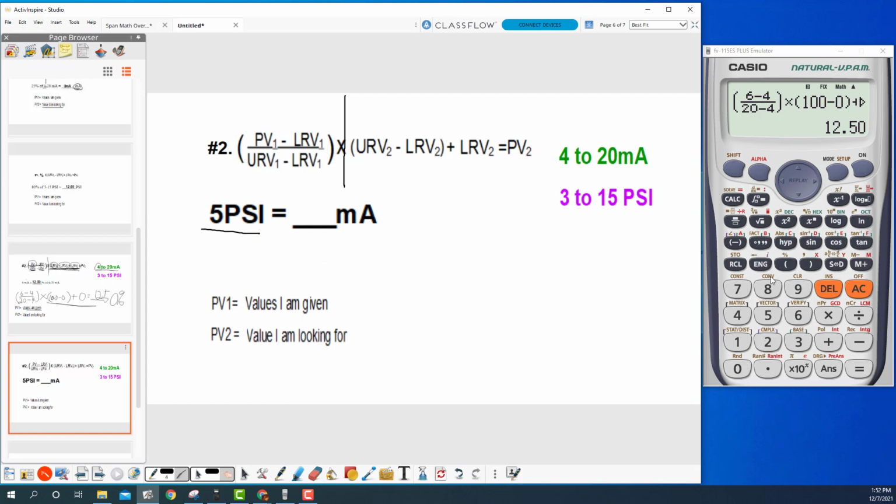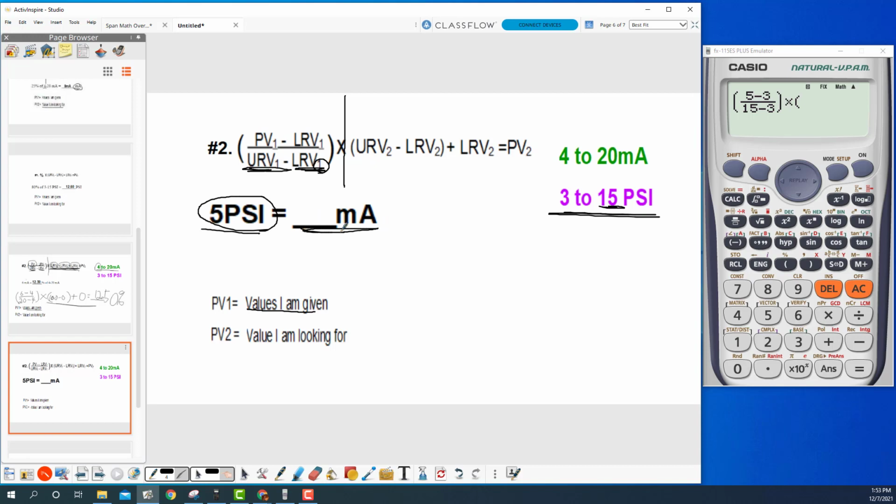I'm given 5 psi. Over on the calculator, open parentheses, hit over under, and we put in the 5 psi that was given to me, 5, minus the lower range value of the psi numbers, 3, over 15, my upper range value of my number 1 numbers, which are the values I'm given, minus the lower range value of my number 1 numbers, which is 3. Scroll over, close parentheses, multiplication sign, open.